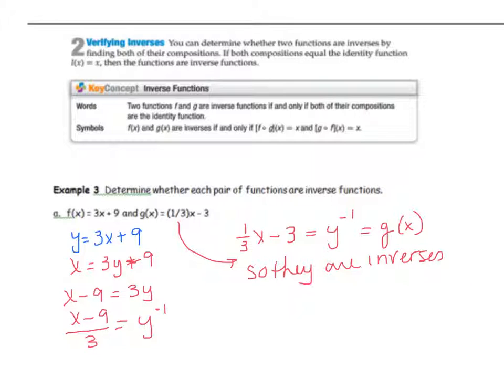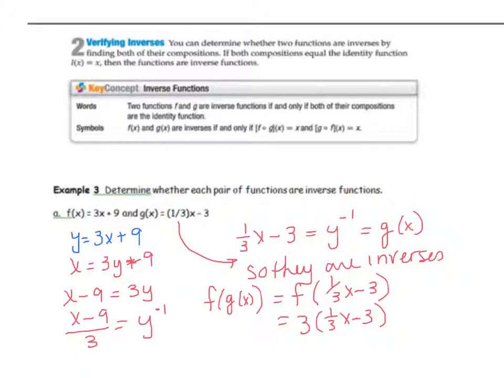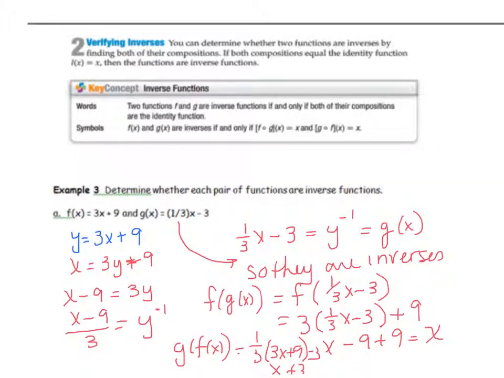So they are inverses of each other. Now what they're saying is take f of g of x, which is f of 1/3 x minus 3, and that's going to equal, so this will be x minus 9 plus 9, which is x. So that works. And then if you do the opposite, which is g of f of x, right, then you start with g. So I've got 1/3, and then I've got 3x plus 9 minus 3. So I've got x plus 3 minus 3, which also equals x, and so they are inverses of each other.